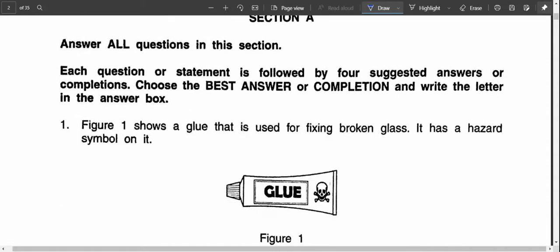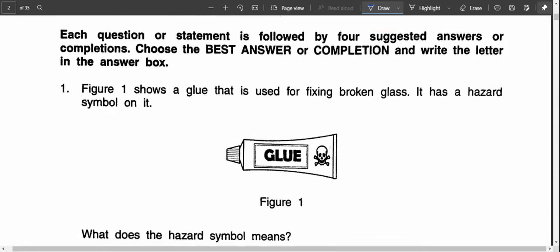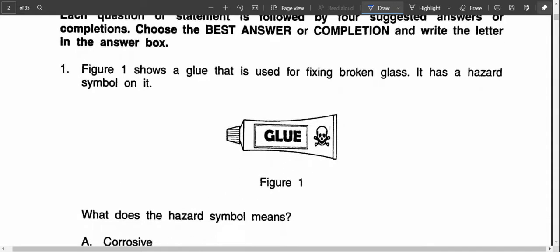Answer all the questions in this section. You have to choose the best answer or completion for each question. So number 1. Figure 1 shows a glue that is used for fixing broken glass. It has a hazard symbol on it. So the focus on this first question is about hazard symbol. So underline it so that when you check your paper later on, you will know what to look for.